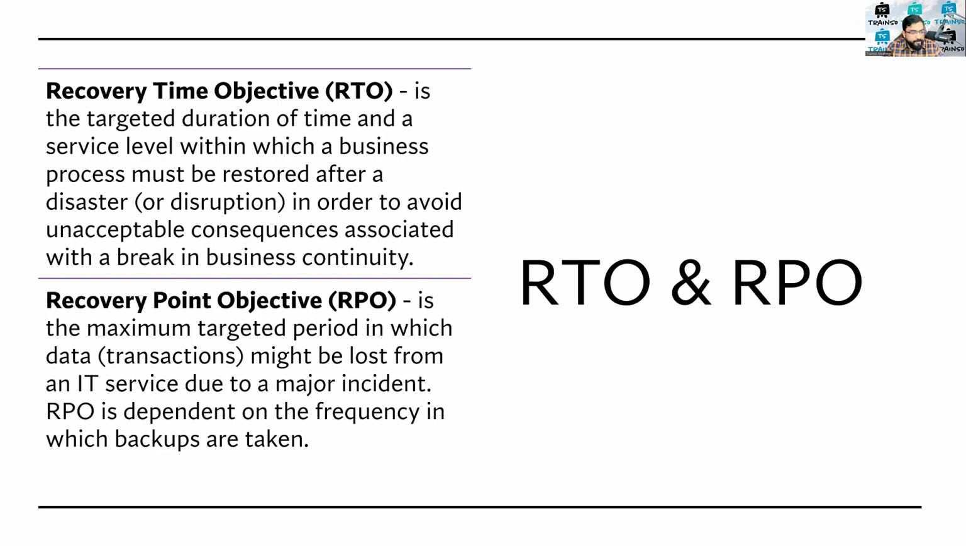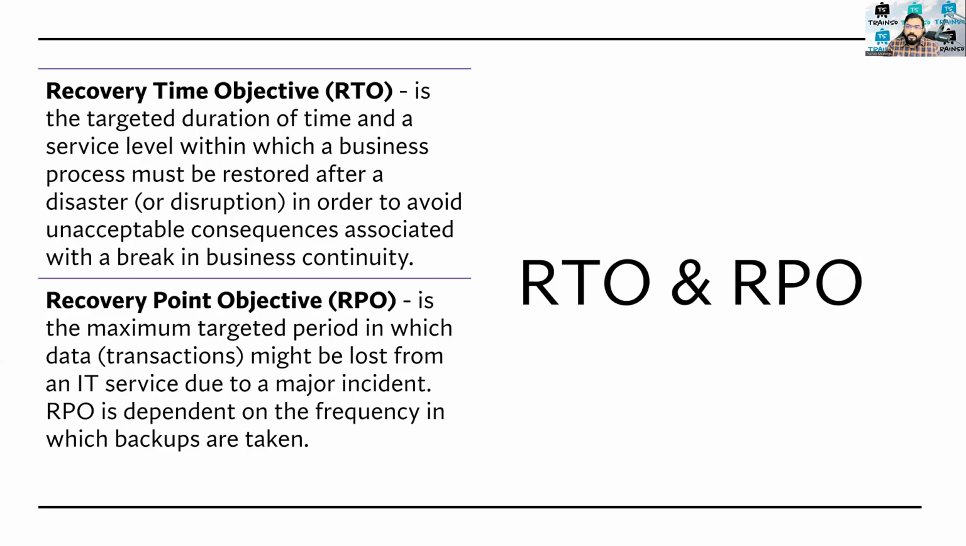RPO is dependent on the frequency in which backups are taken. So if your backups are taken every 1 hour, then the maximum data you can lose is for that 1 hour, because otherwise it will be a part of your backup. Okay, all these things you need to understand and get from the business before you can prepare an architecture.